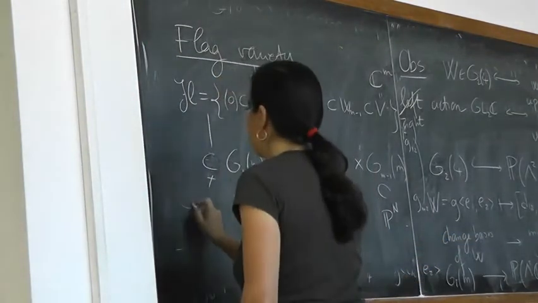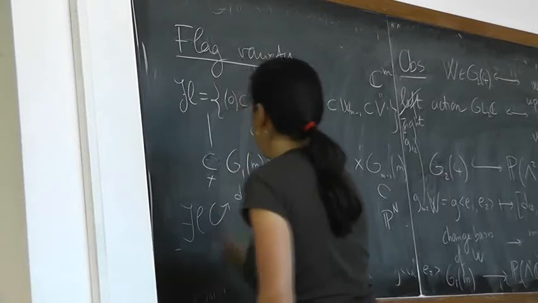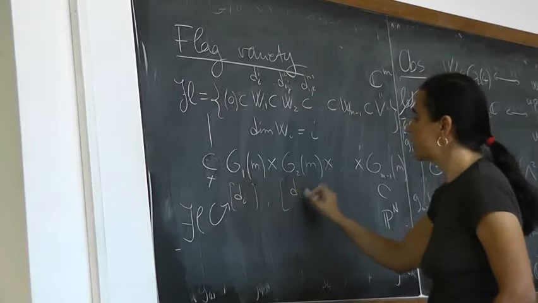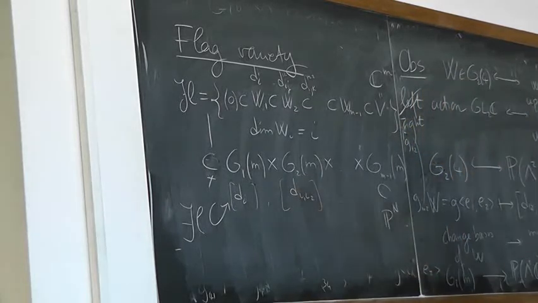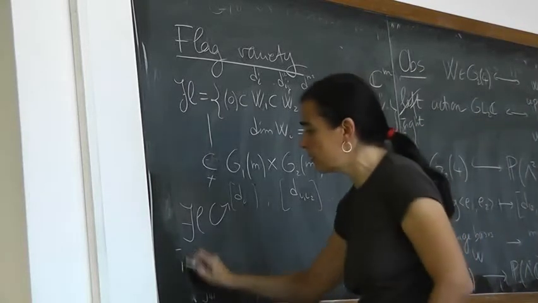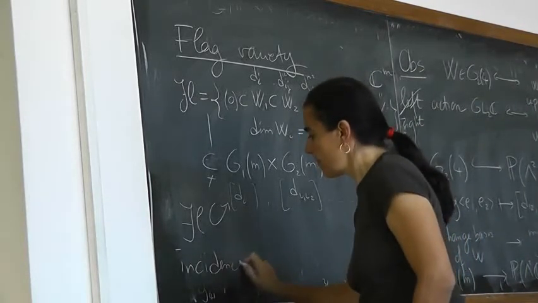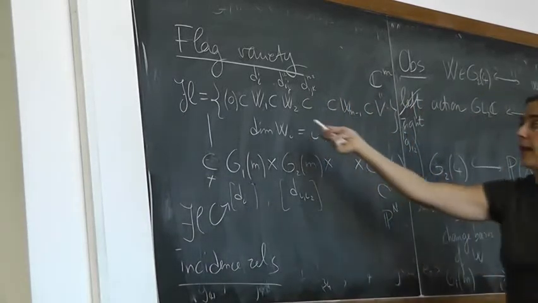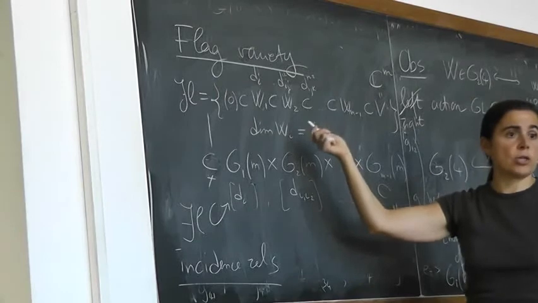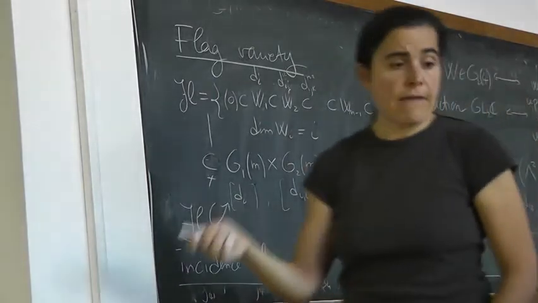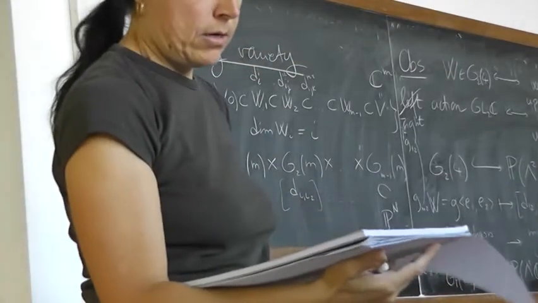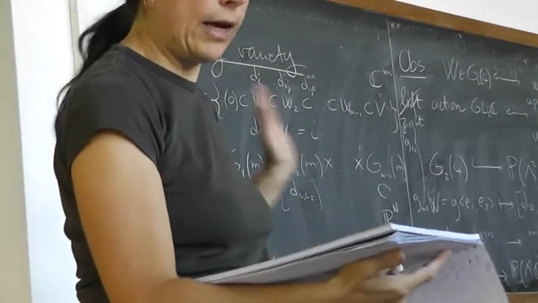So the flag embeds into this, and the coordinates will be these coordinates for this G1, and then this coordinate for G2, and so on. The answer is the so-called incidence relations. Why are they called incidence? Because they will tell you that one is inside the other, essentially. He does not write them, but you can write them.